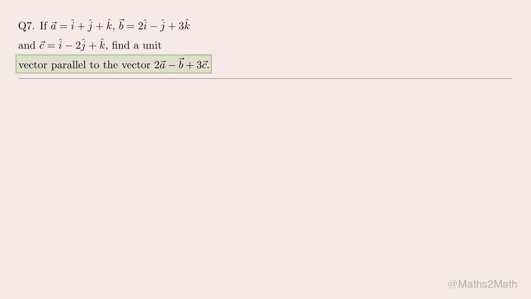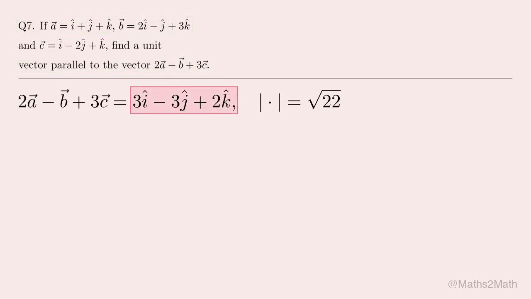Question 7. Assemble the combination, then normalize. Component-wise arithmetic first. The combination is 3i hat minus 3j hat plus 2k hat, magnitude root 22. Divide.